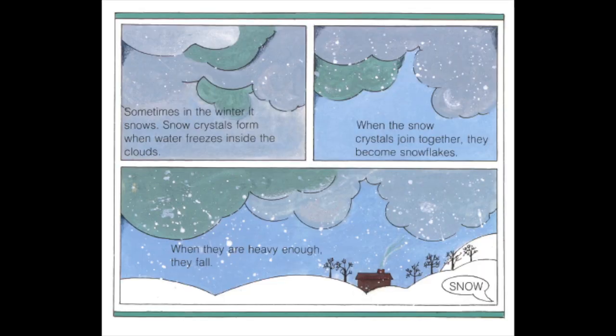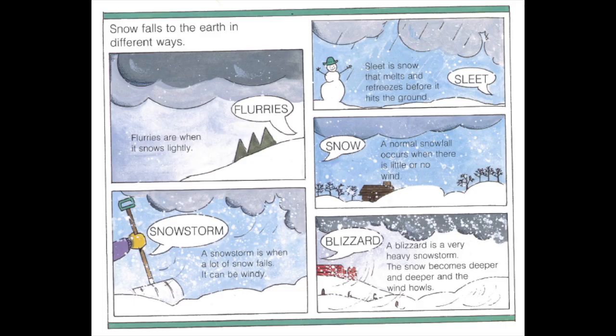Sometimes in the winter it snows. Snow crystals form when water freezes inside the clouds. When the snow crystals join together, they become snowflakes. When they are heavy enough, they fall. Snow falls to the earth in different ways.